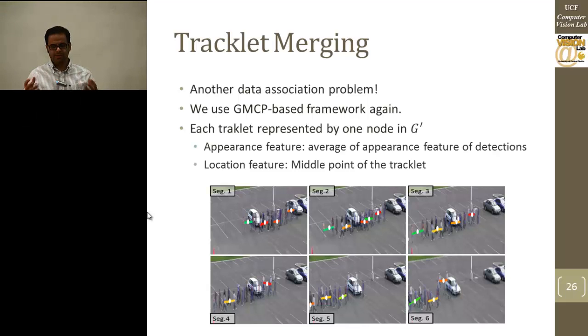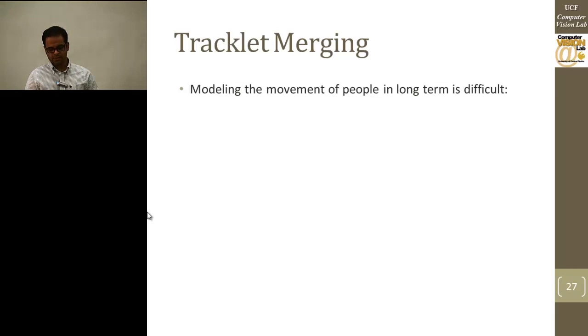So exactly the same way which we found the tracklets, with the difference that each node is representing one tracklet this time. So the appearance of one node is the average appearance of the detections in one tracklet, and the spatial location is the middle point of the tracklet. There is actually a minor difference here, which is that modeling the movement of people in the long term is difficult. They don't follow any model. So we can't assume they're moving at a constant velocity the way that we did for tracklets.